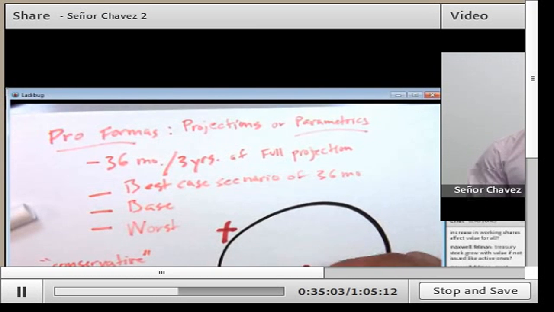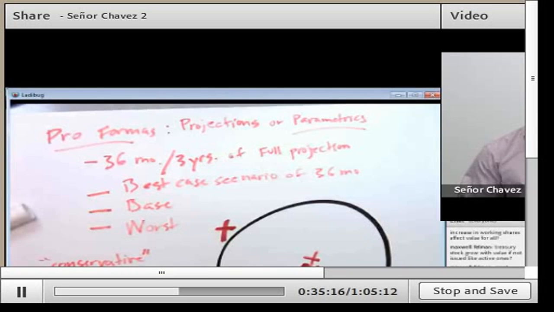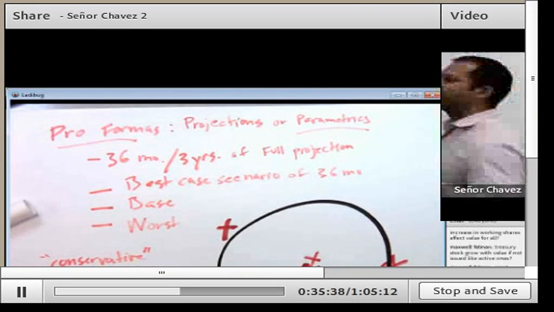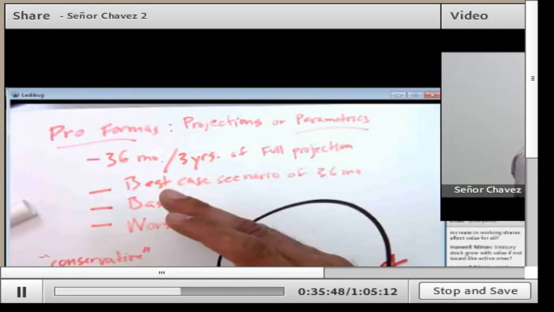The base case scenario is going to be a base hit. It might be a double, it might be a single, it might be a triple. And the worst case scenario that I want to see is going to be a single. That's the worst case. If the worst case works, you're in business. You can always work towards the home run.